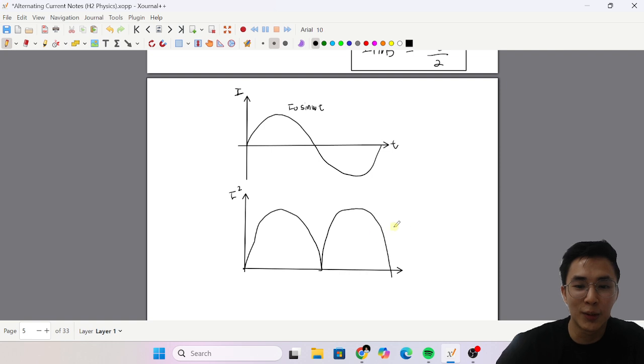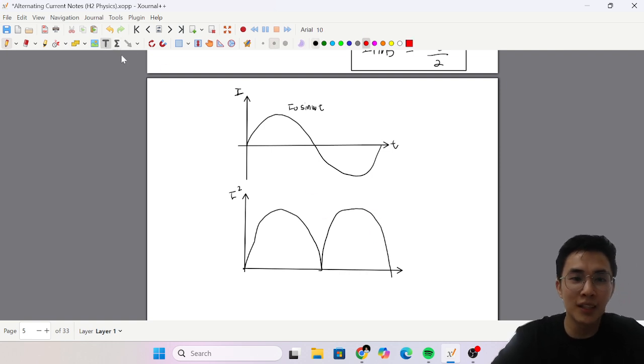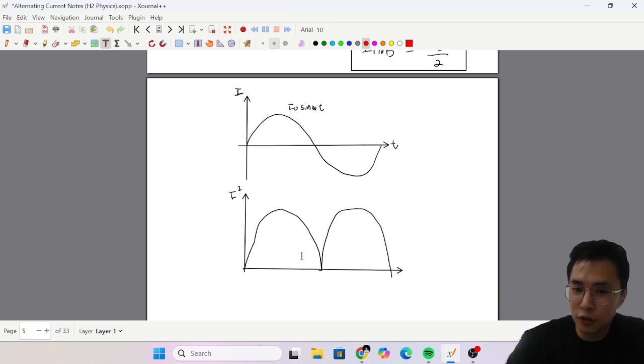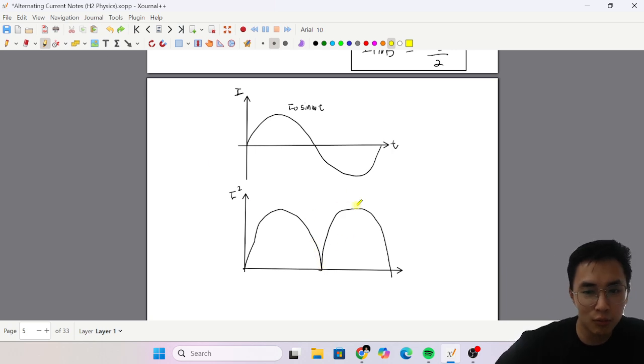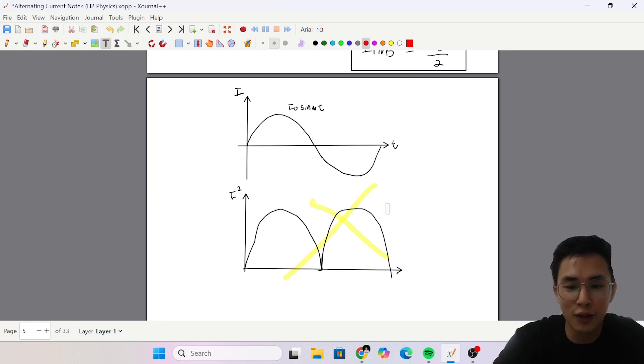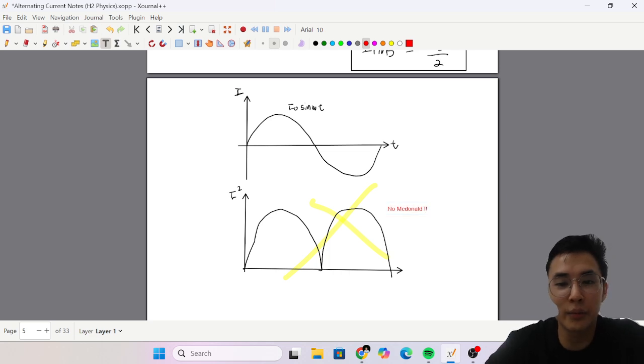Okay, this is wrong. So look, there's a very, very simple thing that your teachers are always checking for. They want to make sure that once you square the graph, you know that it's not going to be sharp here. It shouldn't be sharp there. Right, so there's actually a way that we remember this. So this is wrong, this is no go. Okay, so look, this is called McDonald graph. So we say no McDonald.